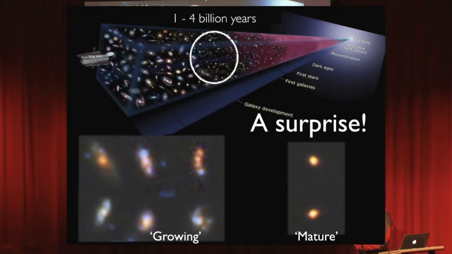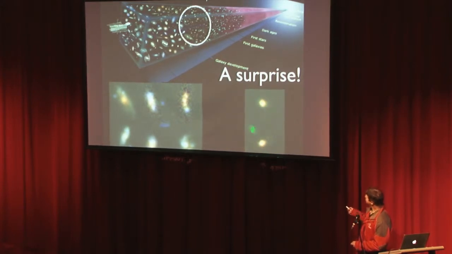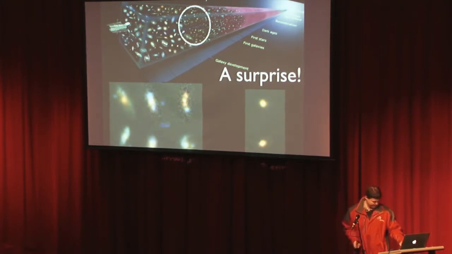So we call them red nuggets. They're kind of like elliptical galaxies today, but they're much smaller and denser. And they're full of old stars. You see the red color here. And those are only seen in infrared images. You don't see them in optical images. So that's why it took a long time to find them. And those are mature galaxies in the early universe.